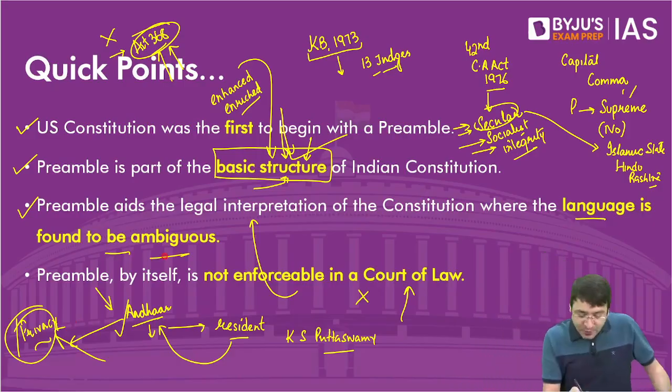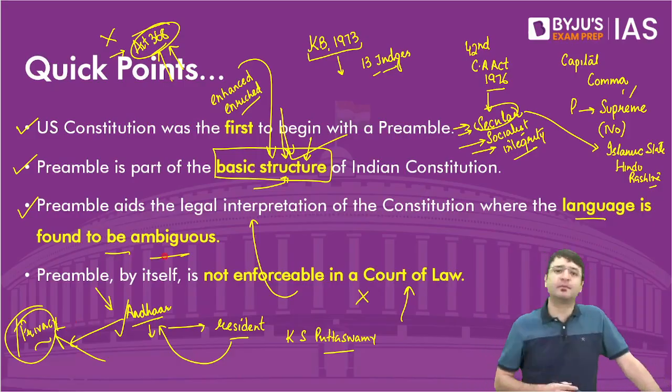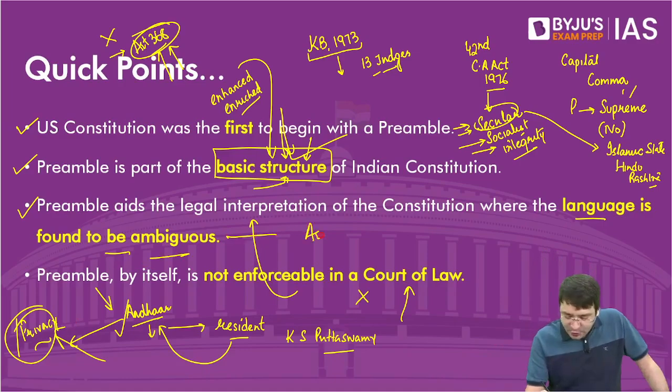That means the language is ambiguous. The language is not clear. How? Article 21 talks about right to life and personal liberty.